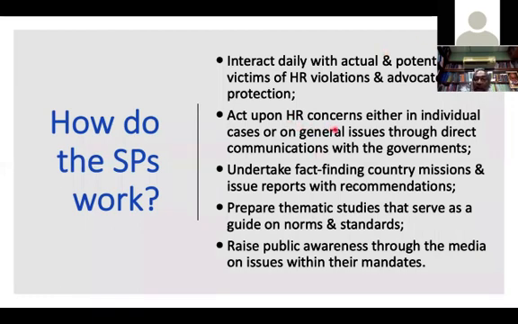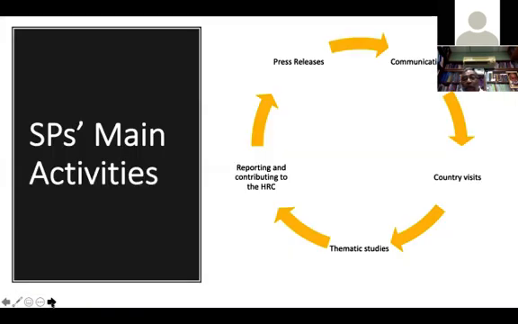They act upon human rights concerns either in individual cases or general issues, both sides. They undertake fact-finding missions to countries. They prepare thematic studies. They raise public awareness through the media within their mandates. I'm going fast because we will deal with this later. So they do press releases, they do communication, they do country visits, they do thematic studies, and they report to the Human Rights Council. Now the 60 mandate holders report on 44 themes and about 12 countries to the Human Rights Council. This is how the Human Rights Council gets official information. You got it? That is how they get official information.